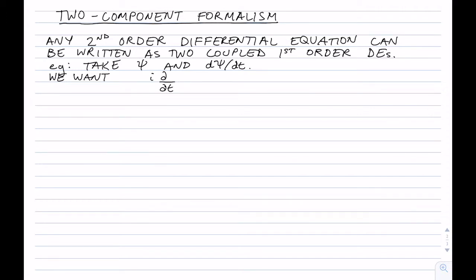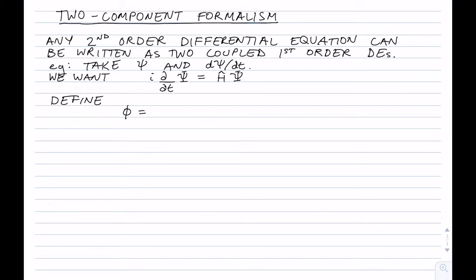I d/dt of some big wave function Psi is equal to H Psi, a Schrodinger-like equation. Now we can do that, but now this big Psi is going to be a vector in C2 space. In other words, it's going to have two components. So what we'll do is define, instead of using just plain old psi and d psi dt, these two instead.